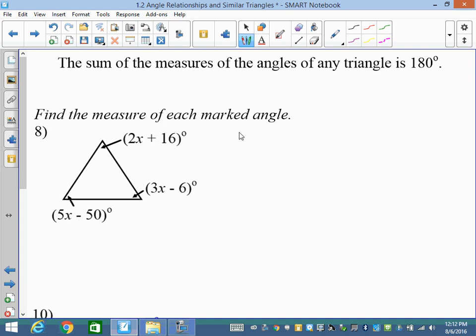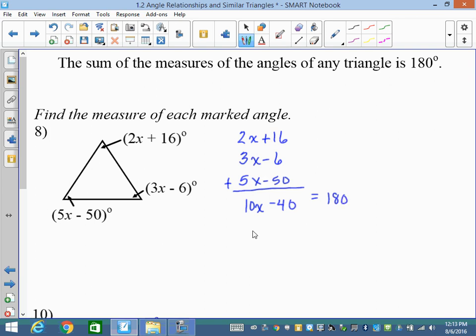So what we have is 2x plus 16 plus 3x minus 6 plus 5x minus 50. All of these together must equal 180. So we do our math. 16 minus 6 is 10, and then 10 minus 50 is going to give us negative 40. And 5 plus 3 is 8, plus 2 is 10. So I have 10x minus 40 equals 180.